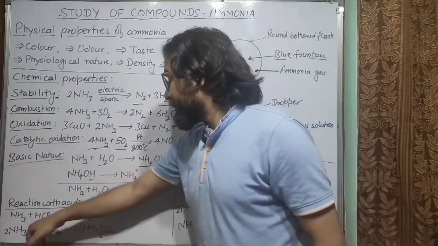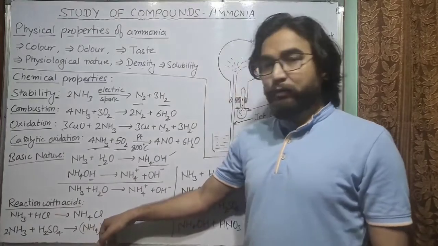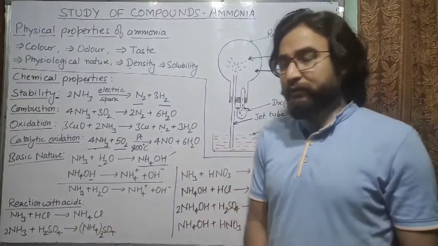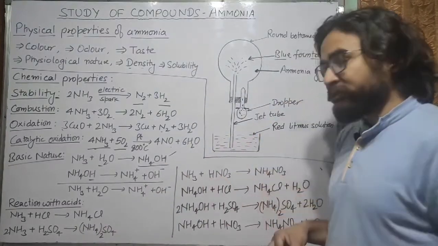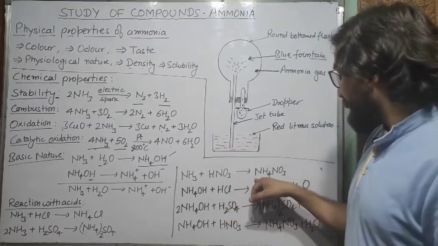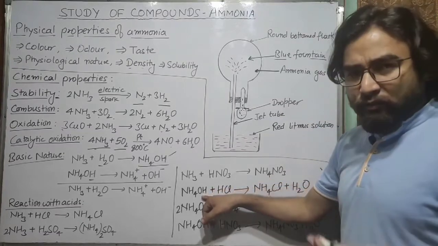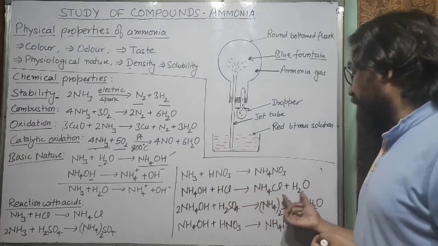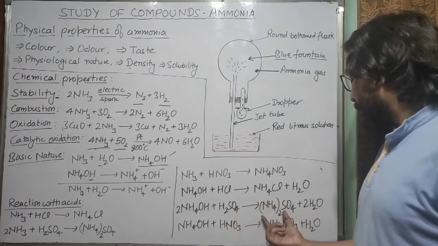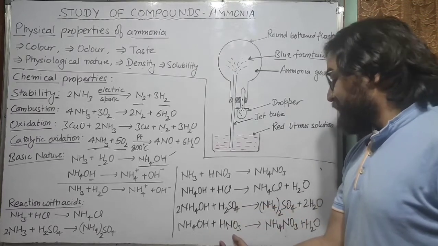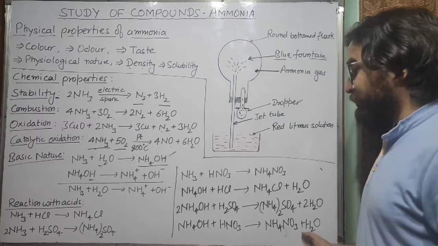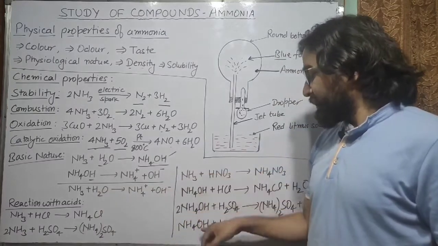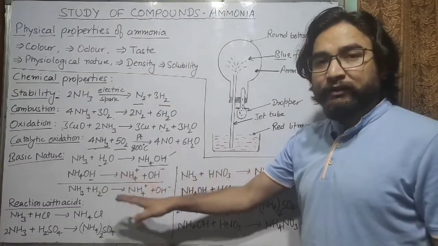For example, ammonia with hydrochloric acid, it will form ammonium chloride. Ammonia with sulfuric acid, it will form ammonium sulfate. Ammonia with nitric acid, it will form ammonium nitrate. Ammonium hydroxide, that is the aqueous solution of ammonia. So ammonium hydroxide with HCl will form ammonium chloride and water. With H2SO4, it will form ammonium sulfate and water, and with HNO3, that is nitric acid, it will form ammonium nitrate and water. So the same reactions will take place with ammonia and with ammonium hydroxide for different acids.